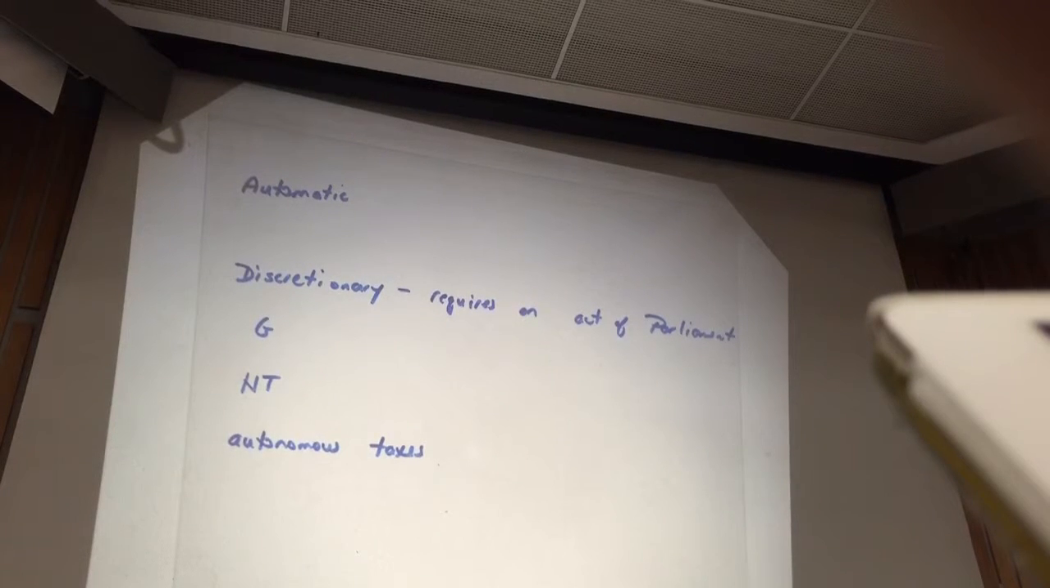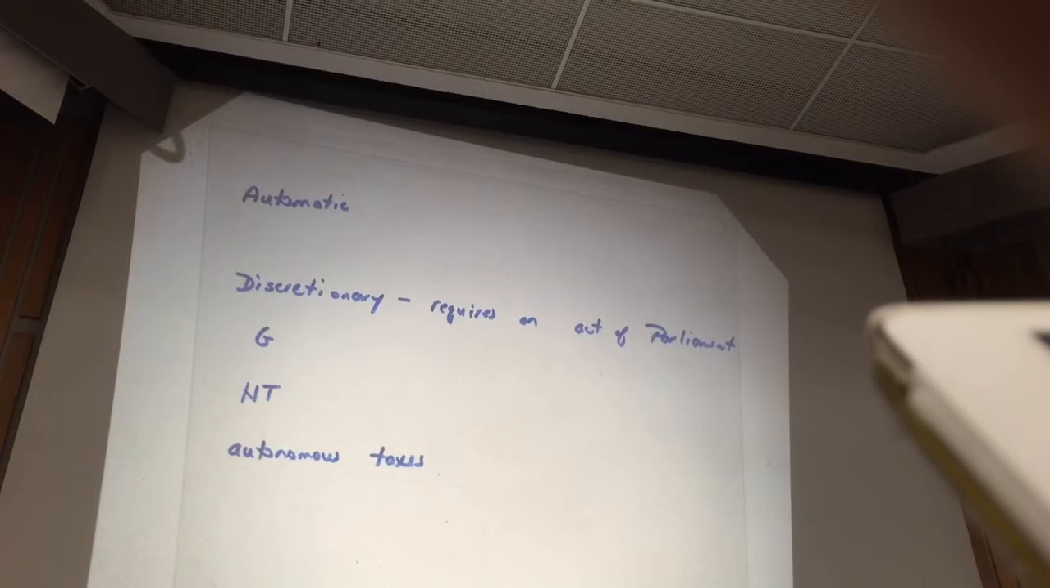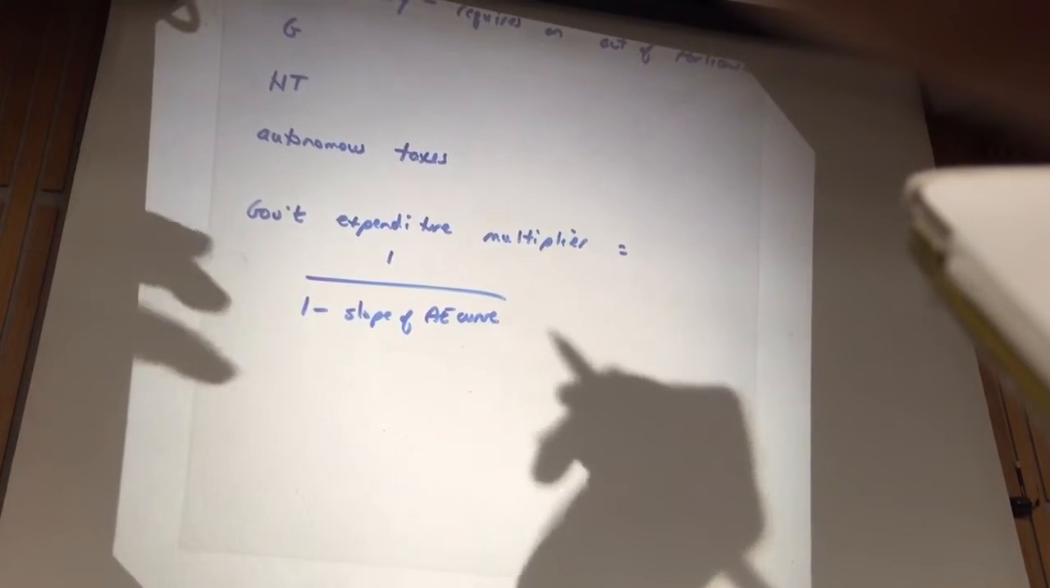So what you need to know right now is the government expenditure multiplier is the same as the multiplier that we did when we did the Keynesian cross. The government expenditure multiplier is equal to 1 over 1 minus the slope of the AE curve. It works exactly the same way as when we changed investment. There is nothing different except that we're going to increase or decrease government expenditures instead of investment.